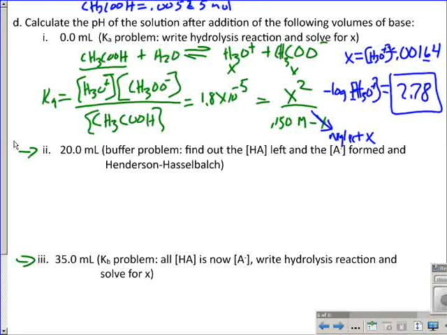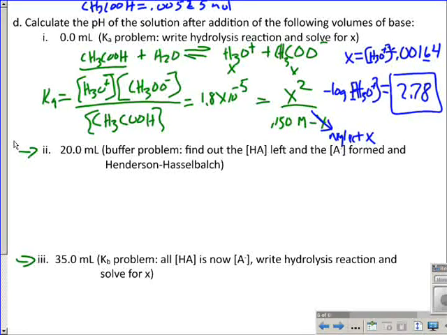And remember, all I did was neglect x, solve for x in a Ka problem, take the negative log of that, and I found the pH. Now that brings us to part 2. Part 2 is before the equivalence point, and in a weak-strong titration, that means we are forming a buffer.